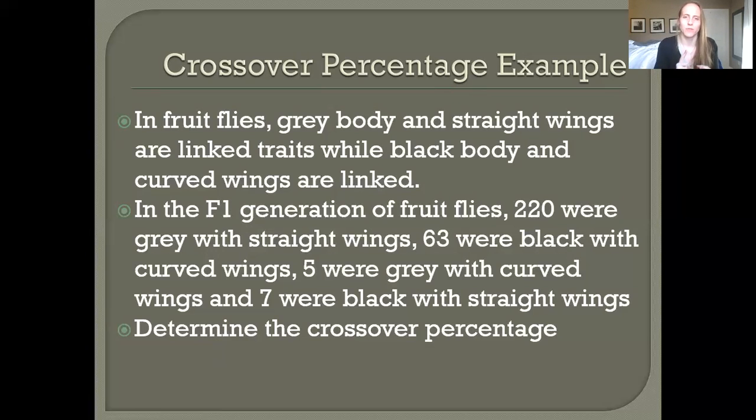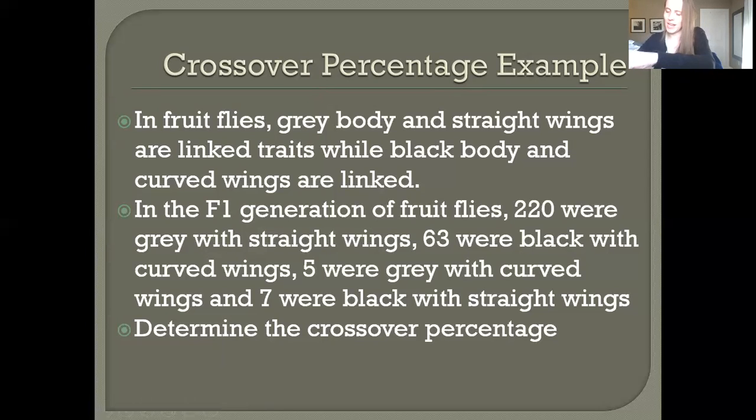So we know that we should have gray body with straight wings. As soon as we have a gray body with a curved wing, that is a recombination that's occurred. We should have black body with curved wings. As soon as we have black body with straight wings, that's a recombination that's occurred. So if we look at these numbers here, these 5 individuals that were gray with curved wings and the 7 who were black with straight wings, both of those are recombinations. So our number of recombinations is just 7 plus 5. And then for the total number of individuals, we just have to add up everybody. So 220 plus 63 plus 5 plus 7.